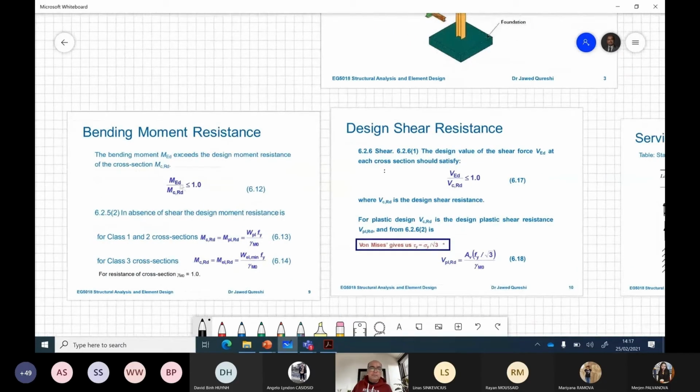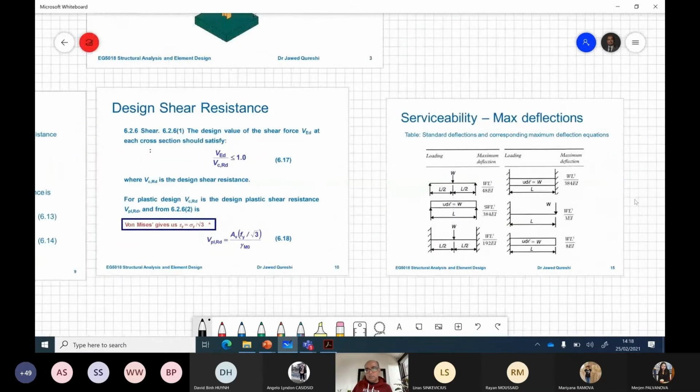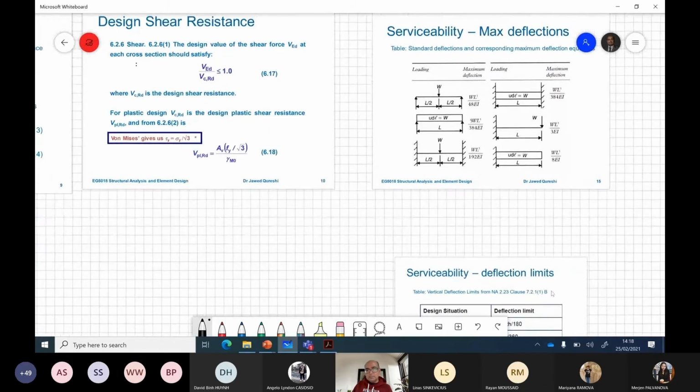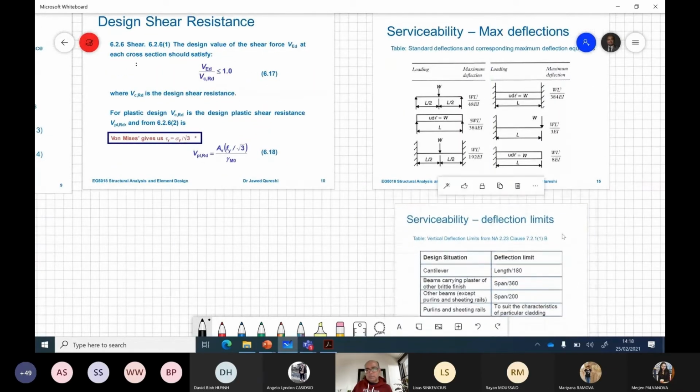For bending, applied versus capacity has to be less than 1. And in case of shear, the utilization ratio should be less than or equal to 1. Additionally, we check serviceability as well. By serviceability, I mean that you have to check the deflection and compare it with the limiting value, which is span over 360.